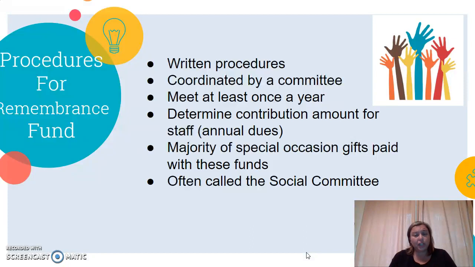So we meet in August and January every year. In August, we determine what the annual dues are going to be. So for this past year, certified staff paid $20 for the year, and classified staff paid $15.